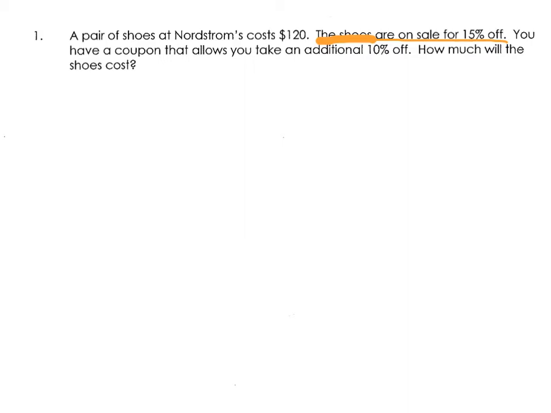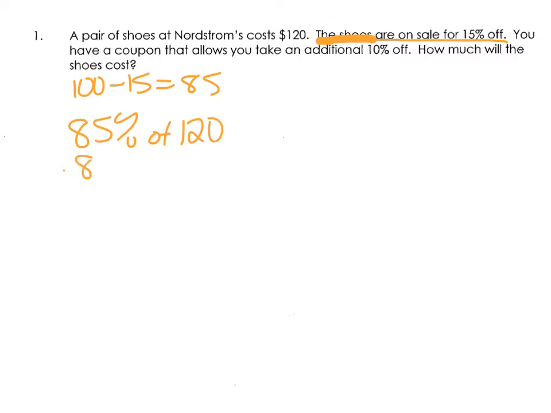So 15% off means that if we did 100 minus 15, the sale price of the shoes will really be 85%. So we're going to have to find 85% of $120. So translating to a decimal, we have 0.85 times 120. And when we do that, we get $102. So after the first discount, it is $102. So that's the first discount.